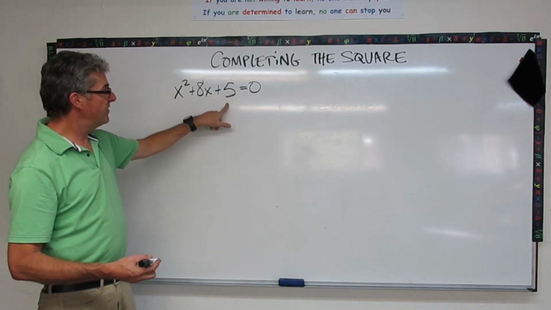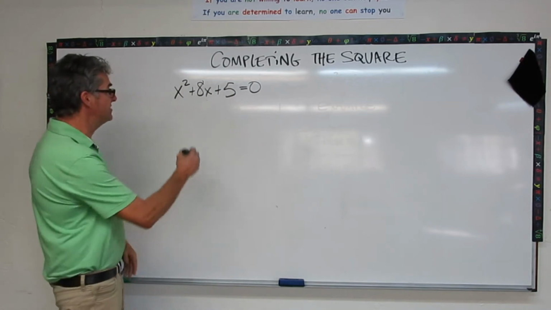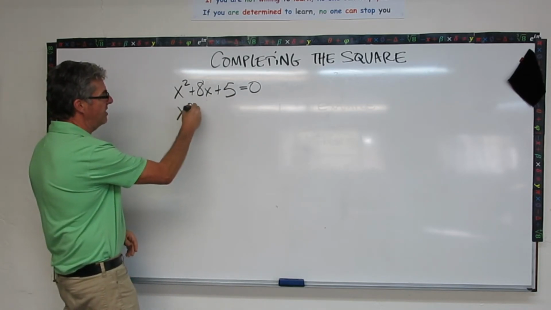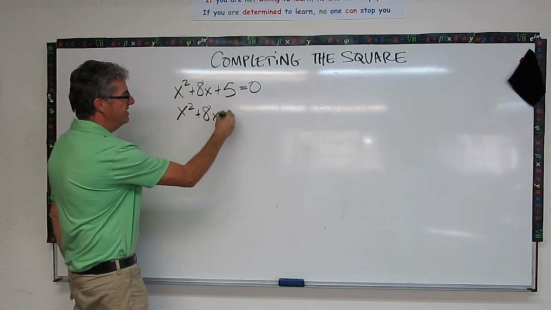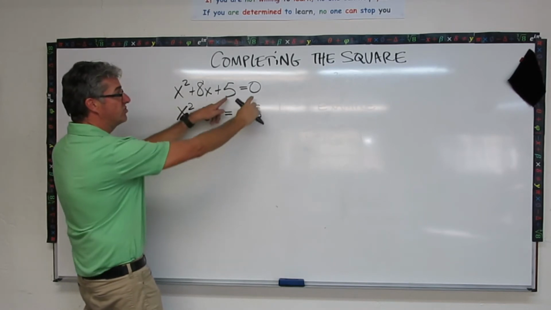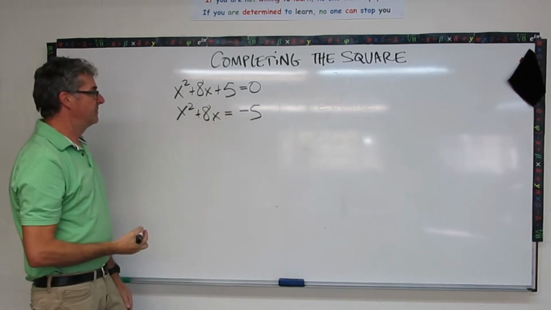First step, move the constant, the c term, over to the other side. So that's going to give me x squared plus 8x equals -5, because I subtracted 5 from both sides.